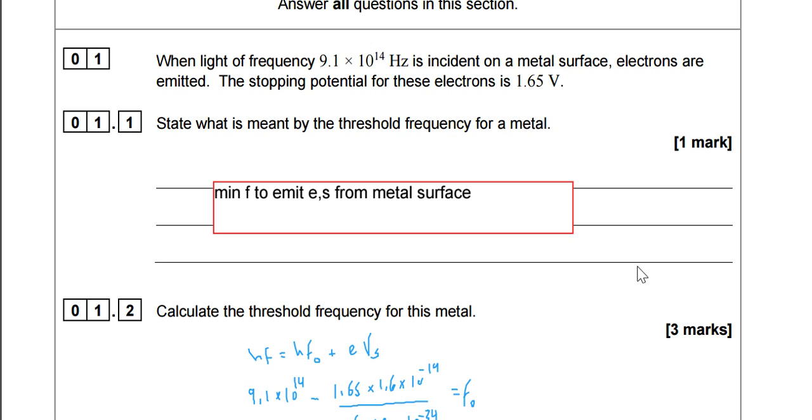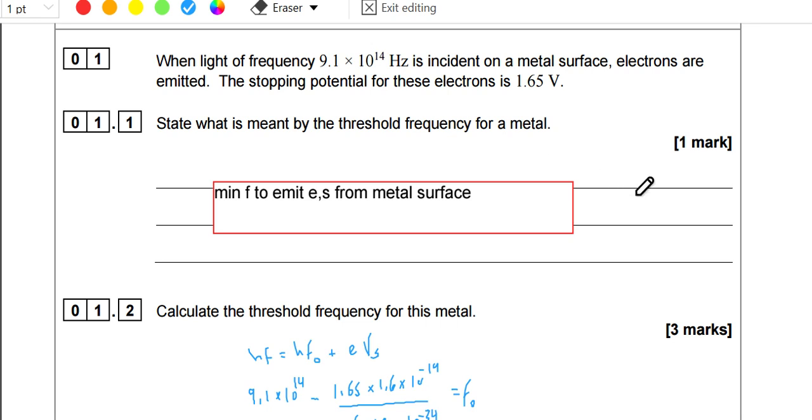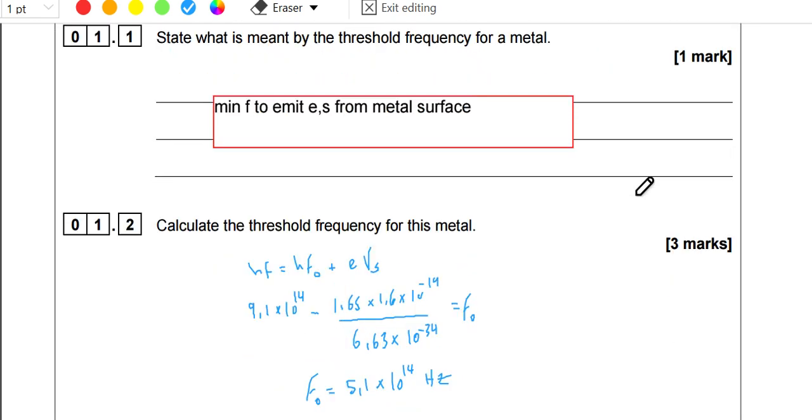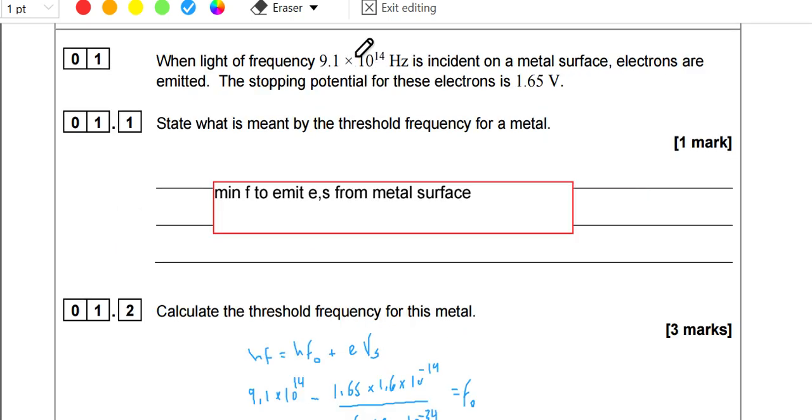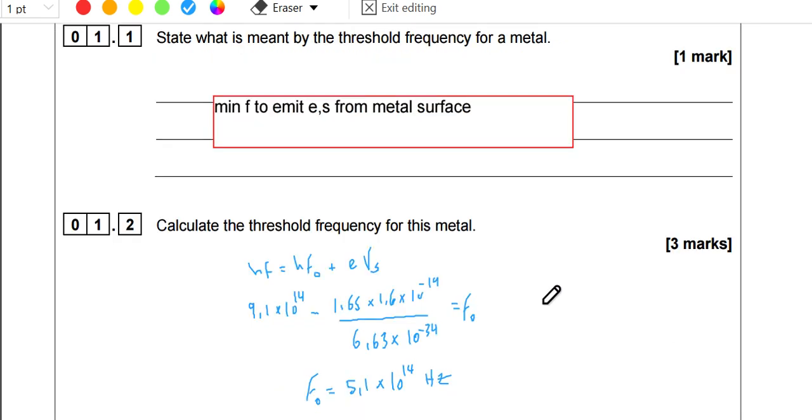Threshold frequency is the minimum frequency to emit electrons from a metal surface. To calculate this threshold frequency, and all we have here is the frequency of incident light and the stopping potential of electrons, we will use the equation hf, which is the energy of the photon, equal to hf node, which is the work function, plus the kinetic energy of emitted electrons, which is the stopping potential multiplied by the electron charge.